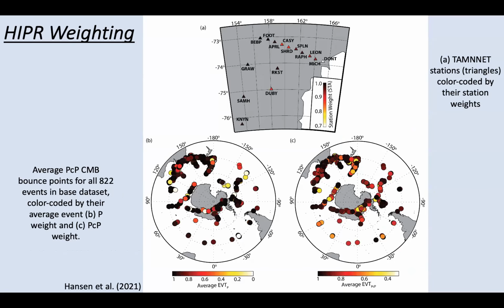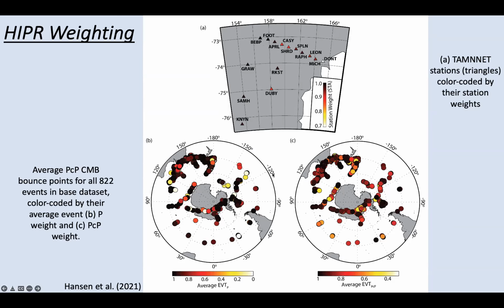So just to provide a few associated images and some examples. The top panel here shows, of course, the TAMNET stations, but the triangles are color-coded by their HIPR-based station weights. Most of the stations have a dark brown or red color, indicating they have a pretty high weight. I'll point out the first station on the line here, which stands for Donatello. Yes, I named my stations after the Teenage Mutant Ninja Turtles. This particular station happened to be situated on a moving glacier and had a few issues. So it's interesting that you can see that in the station weights.